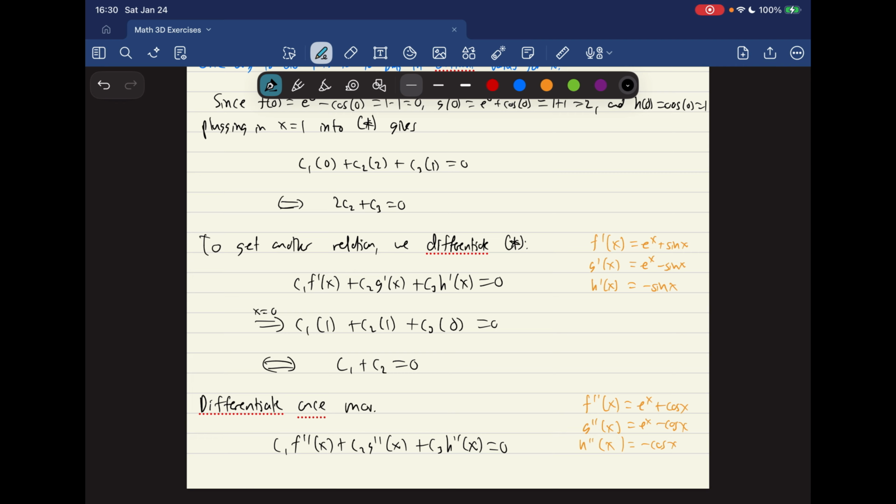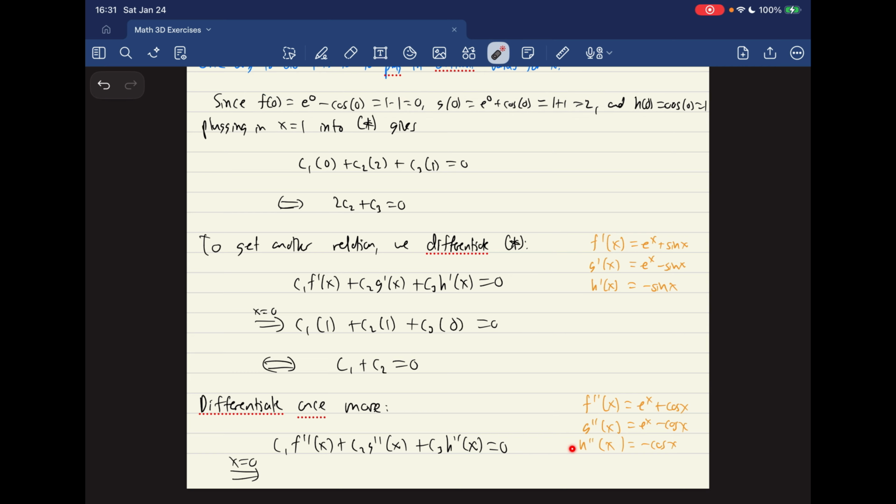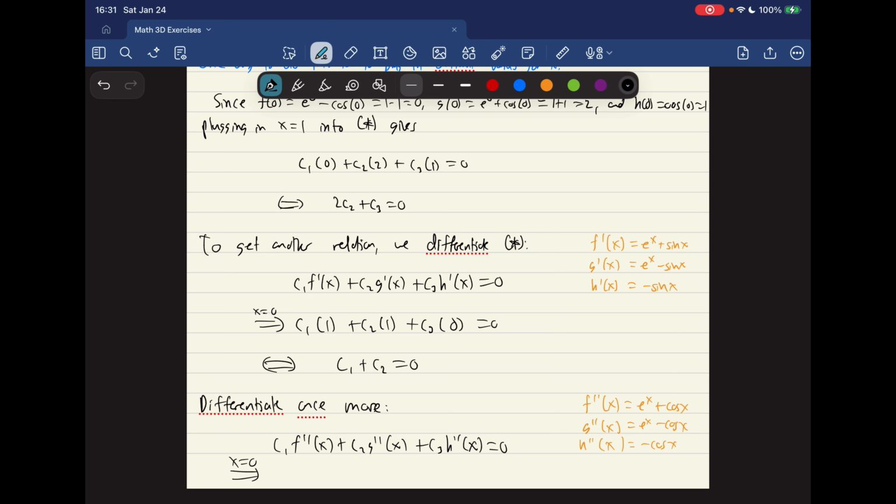And so, just cleaning this up. If we plug in x equals 0 and we use these formulas for the derivative here, what we're going to find is that c1, we'll plug in 0 here, we get 2, plus c2, and then 1 minus 1 is 0, so this is 0, and then c3 is going to be negative 1. And this says the same thing as 2c1 minus c3 is equal to 0.